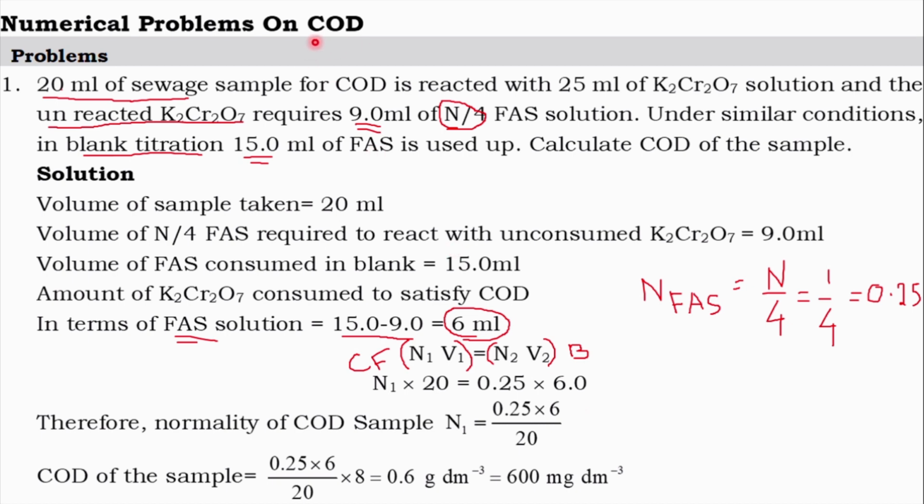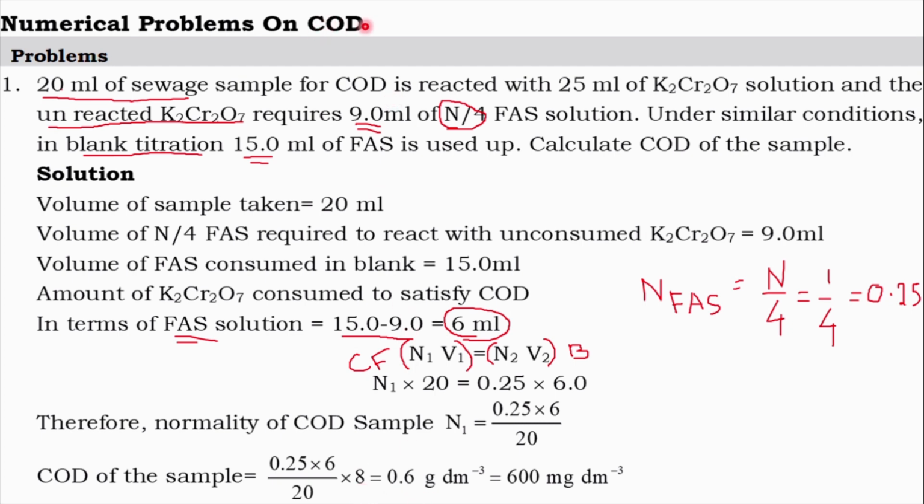We should recollect the definition of the COD. The definition of the COD is the number of milligrams of oxygen required to oxidize the oxidizable impurities present in the wastewater. So to convert this to the amount, the normality is multiplied by the gram equivalent weight of the oxygen. The gram equivalent weight of the oxygen is 8. So it will give a certain answer.